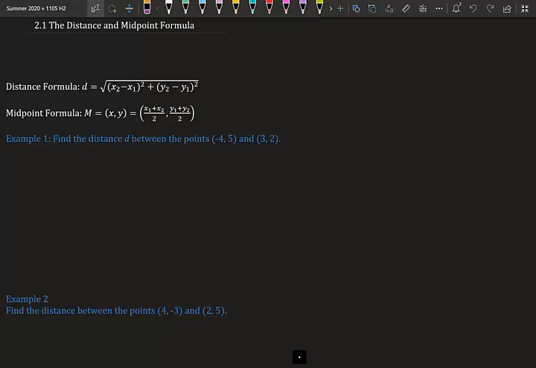Or every time you do a distance problem, write the formula. Every time you do a midpoint problem, write the formula. Then I promise by the end of your homework, you'll have it memorized. Every time I write it, you should write it while you're watching the video.